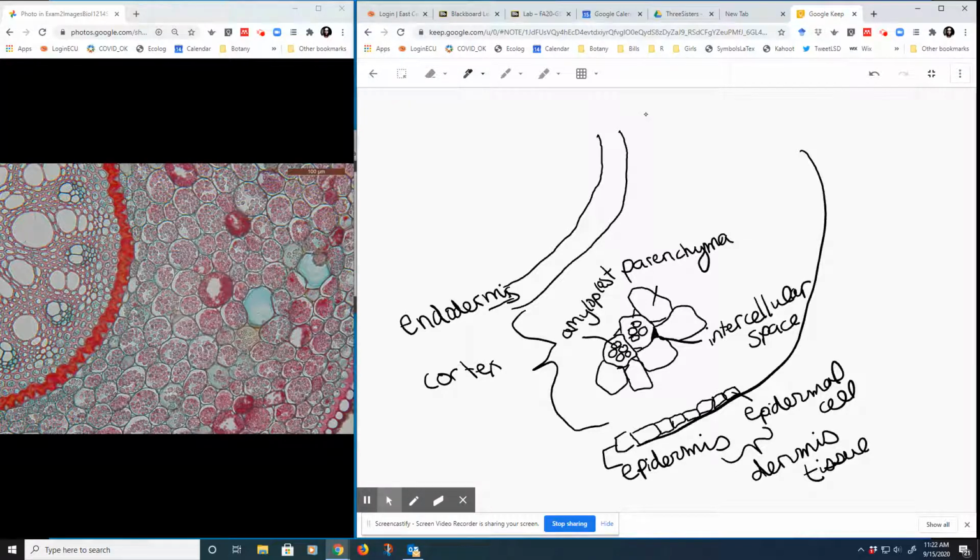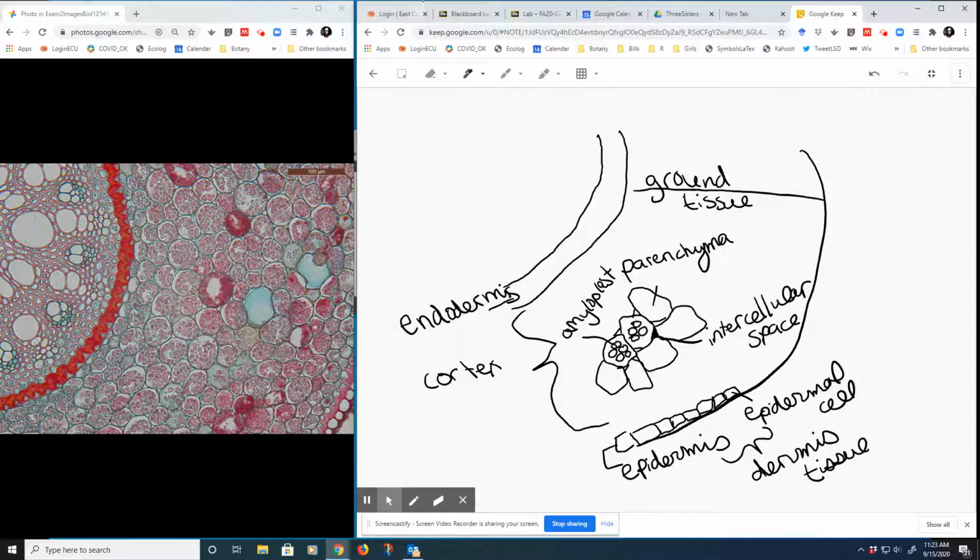The one other thing I wanted to mention about this space is that all of these cells and all of this tissue is part of the ground tissue. So the region is the cortex, but the tissue here is ground. All right.